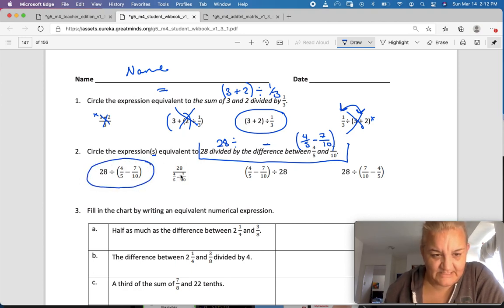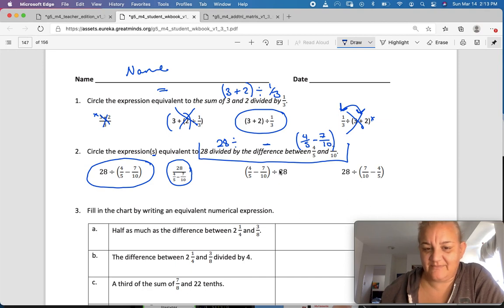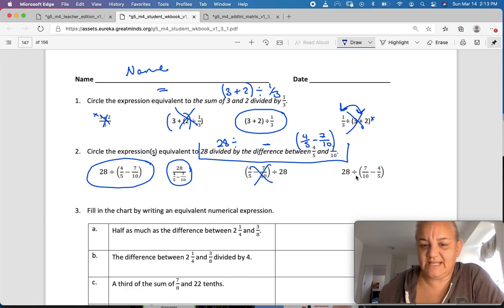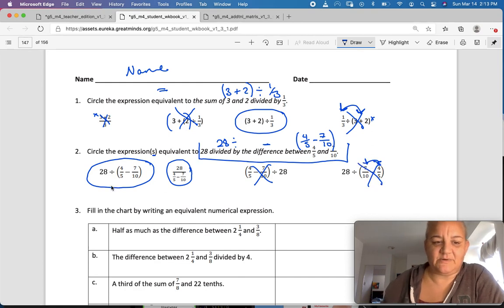Now be careful. Let's look at this one. 28 divided by 4/5 minus 7/10. Well, that's it too, isn't it? Okay. 4/5 minus 7/10 divided by 28. No, 28 is definitely ahead of it, right? 28 divided by, so it can't be divided by 28. That would be flipping it around, so it's not that one. 28 divided by 7/10 minus 4/5. Well, they've switched these two around. So that's not it either. So our answers are this one and this one.